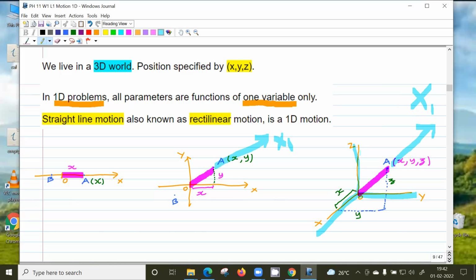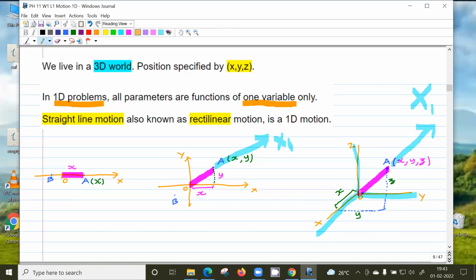X, y, and z. But now, if you choose a second coordinate system like x1, which is, I take the origin and the point and then extend that line and call it x1. So in this new coordinate system, this point A will have only an x1 coordinate. Both y1 and z1 are zero.